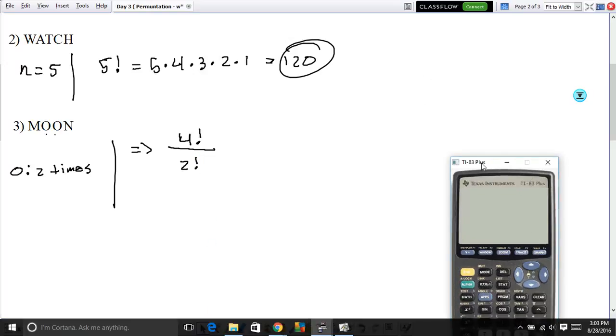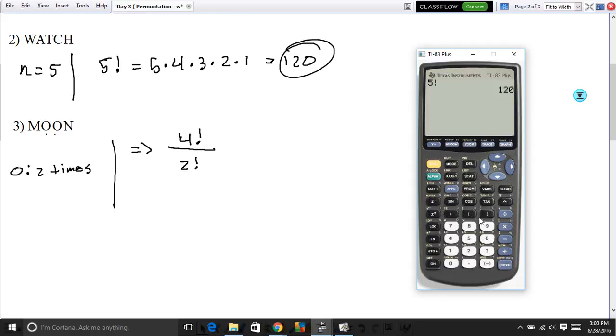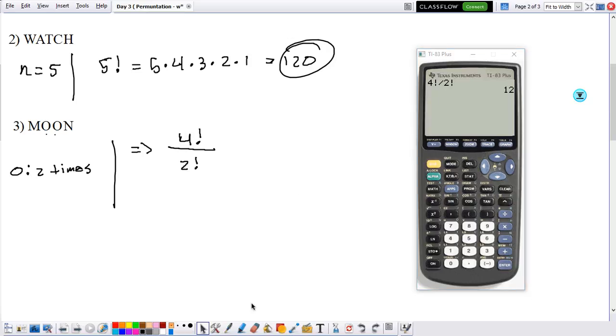And now that we have that, we can use our calculator. So we're going to have 4 factorial divided by 2 factorial, which is equal to just 12.